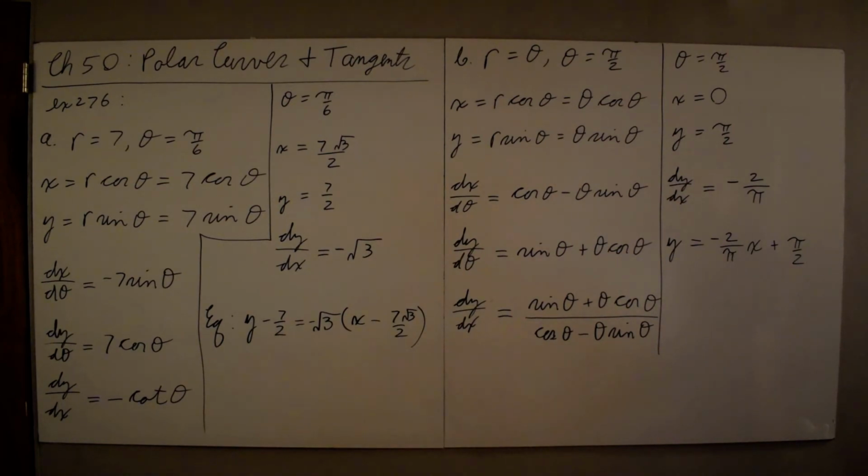Again, the problem only asks us to find the slope, but since we have the slope and the point, we may as well find the equation of the tangent line. Since x is 0, the point (0, pi over 2) is actually the y-intercept, so we can go straight to slope-intercept form. So y is equal to the slope times x plus the y-intercept.